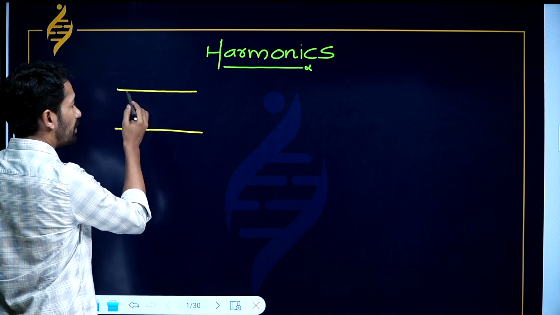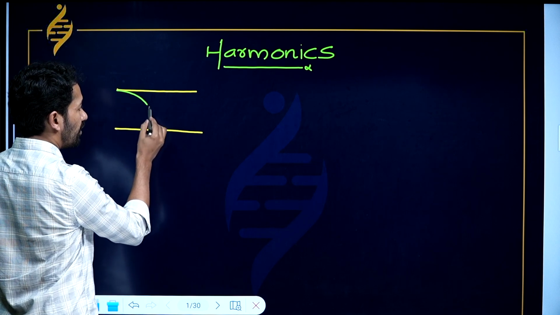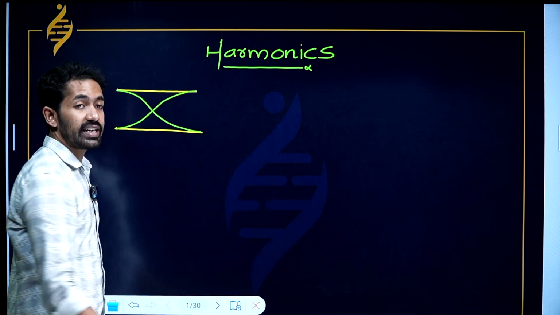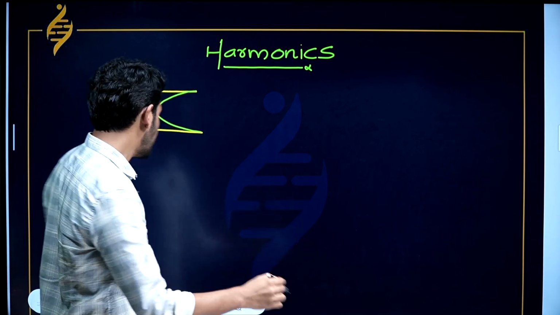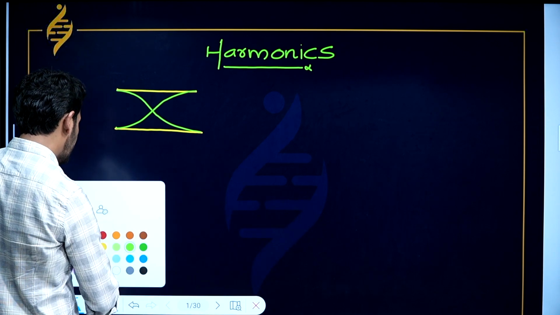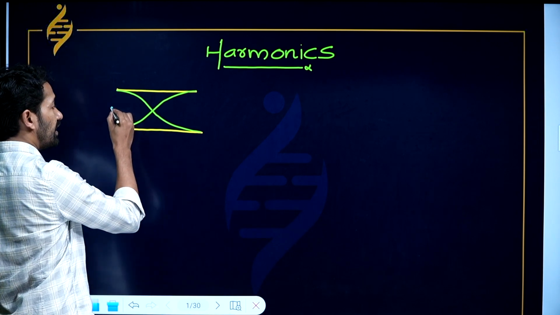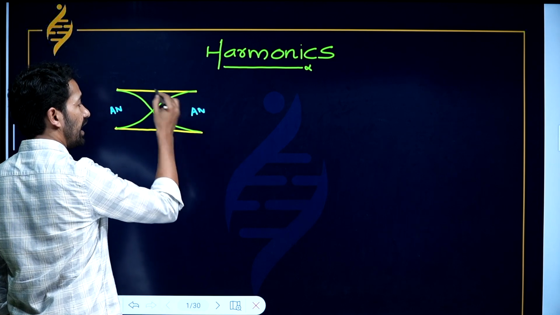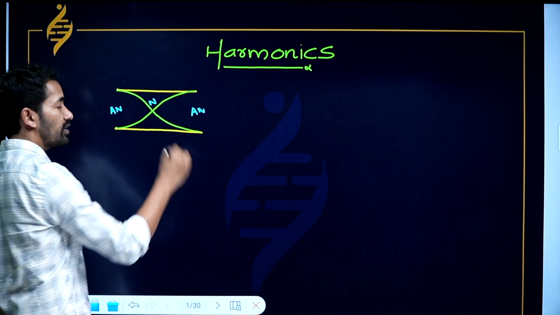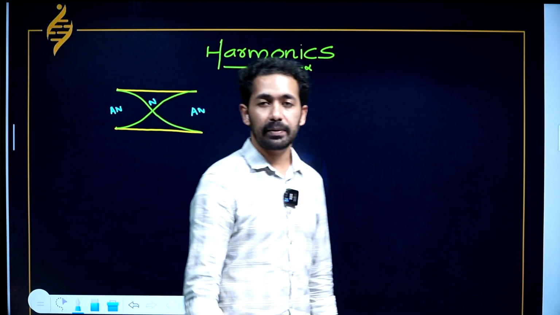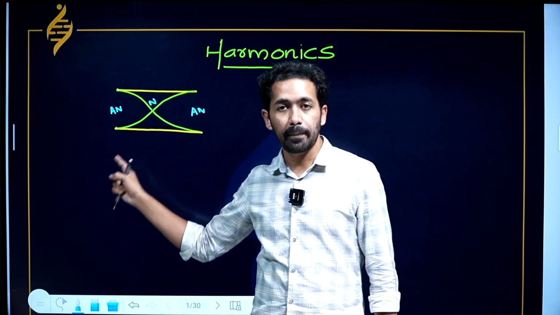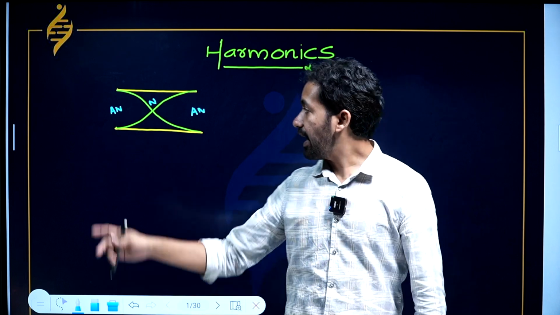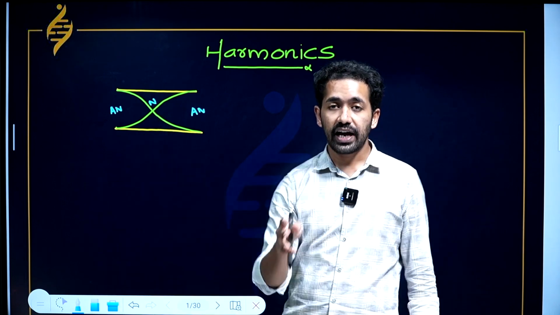In an open pipe, at the open ends you will get an antinode. Therefore this is an antinode, this is also an antinode, and this is a node. So this is the case with an open pipe. It will have antinodes at its free ends, and in the center it will have a node.